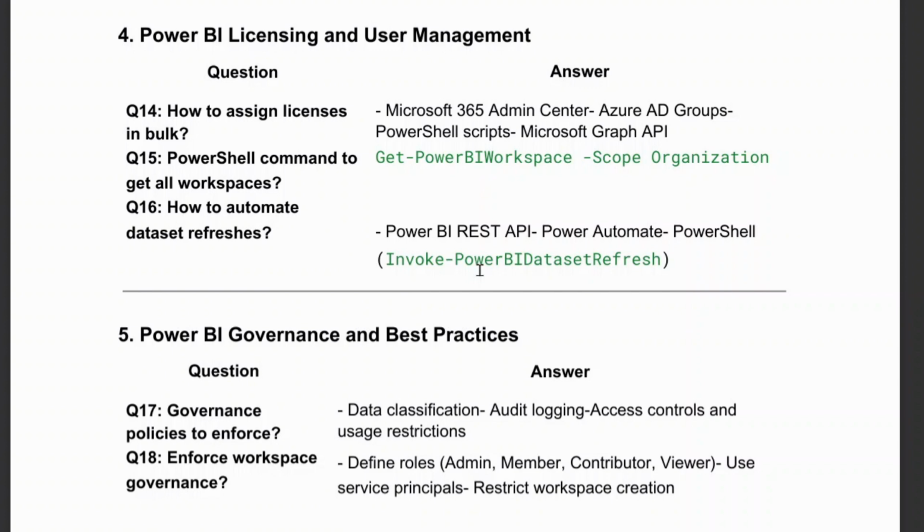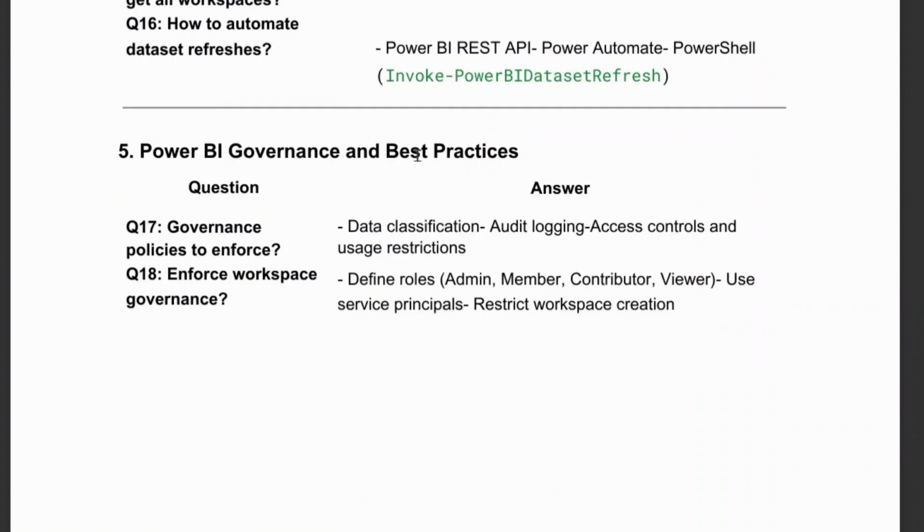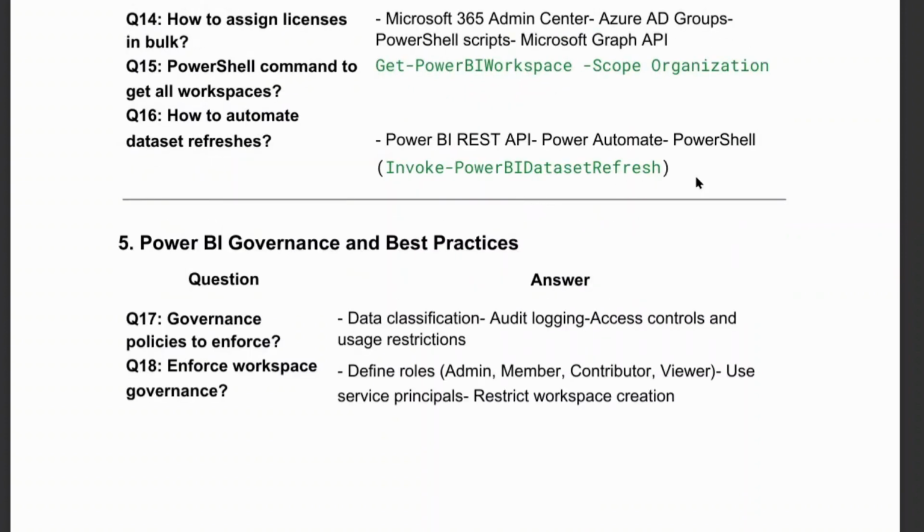How to automate dataset refreshes. You can automate dataset refreshes using Power BI REST API, Power Automate, and PowerShell. So for that, you need to use this command: Invoke-PowerBIRestMethod. So you can see that these are not generally asked in normal data analyst or Power BI interviews, because this is specific to Power BI administrator role.